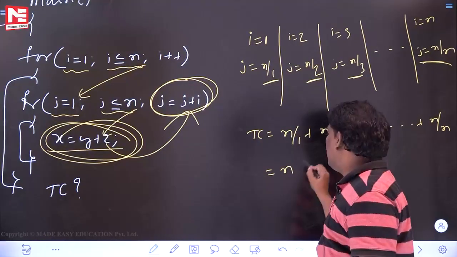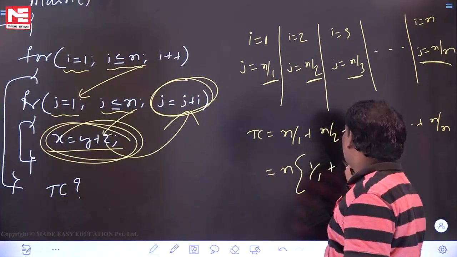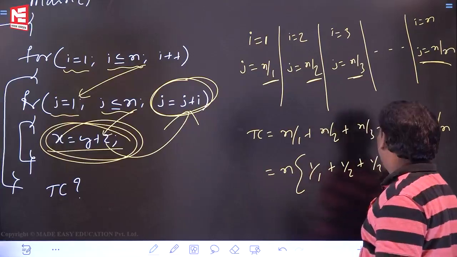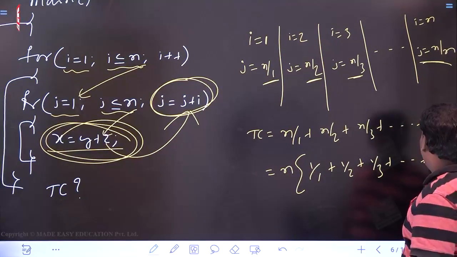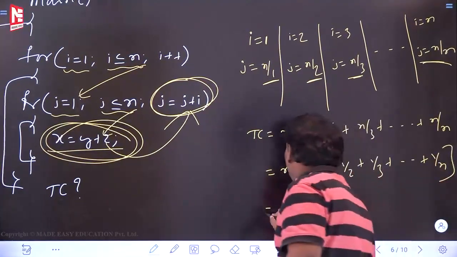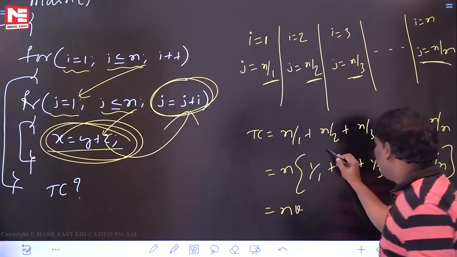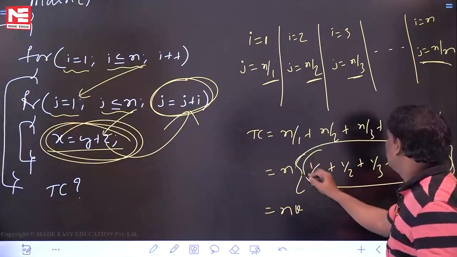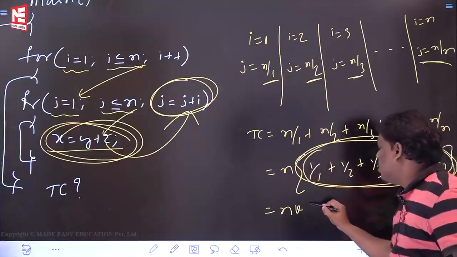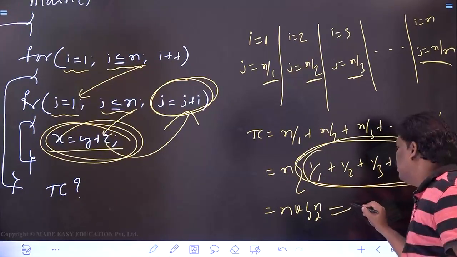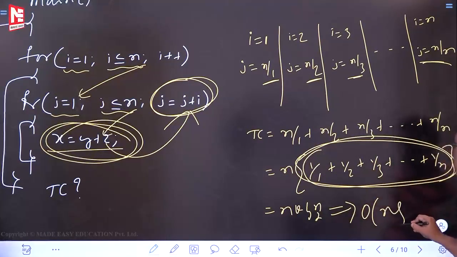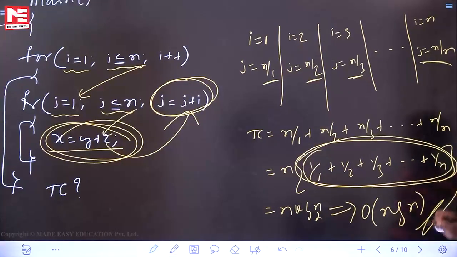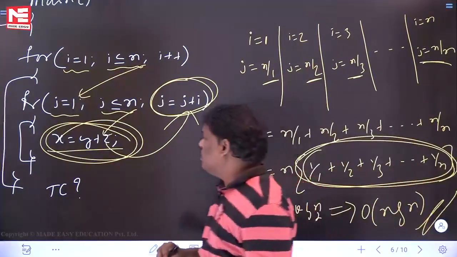If you take n common, what is the answer? 1 by 1 plus 1 by 2 plus 1 by 3 and so on, 1 by n. Try to remember from now onward, this is going to be a log n series, log n based. Finally, the answer of this problem, the time complexity, is going to be n log n.